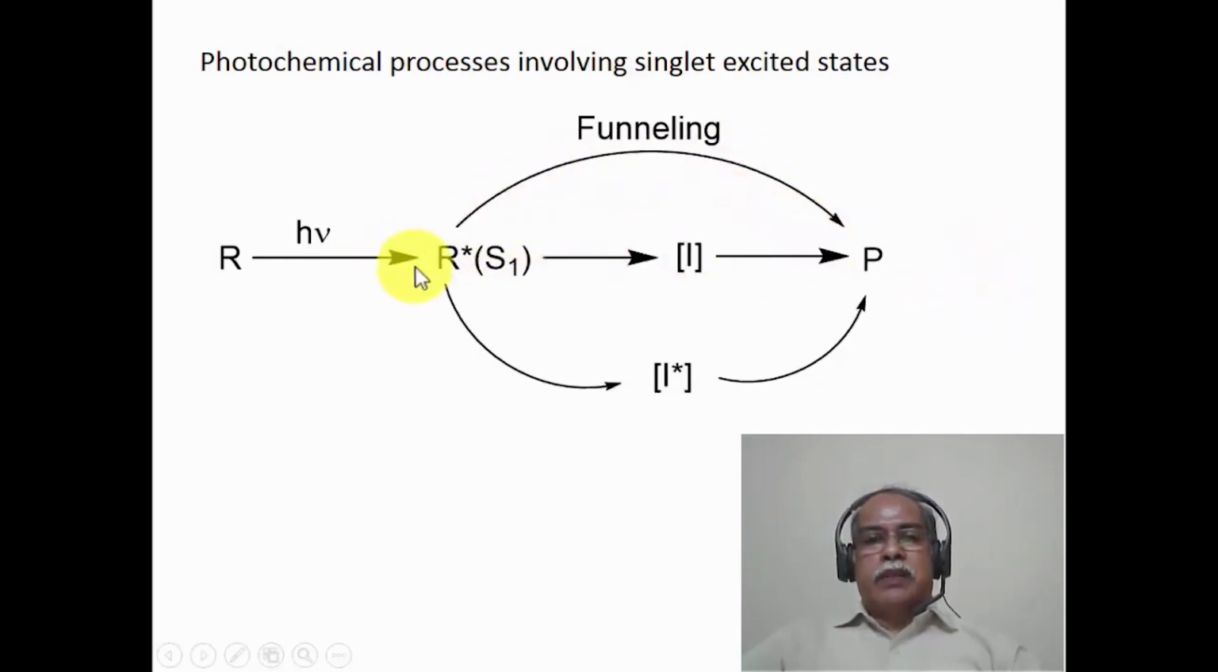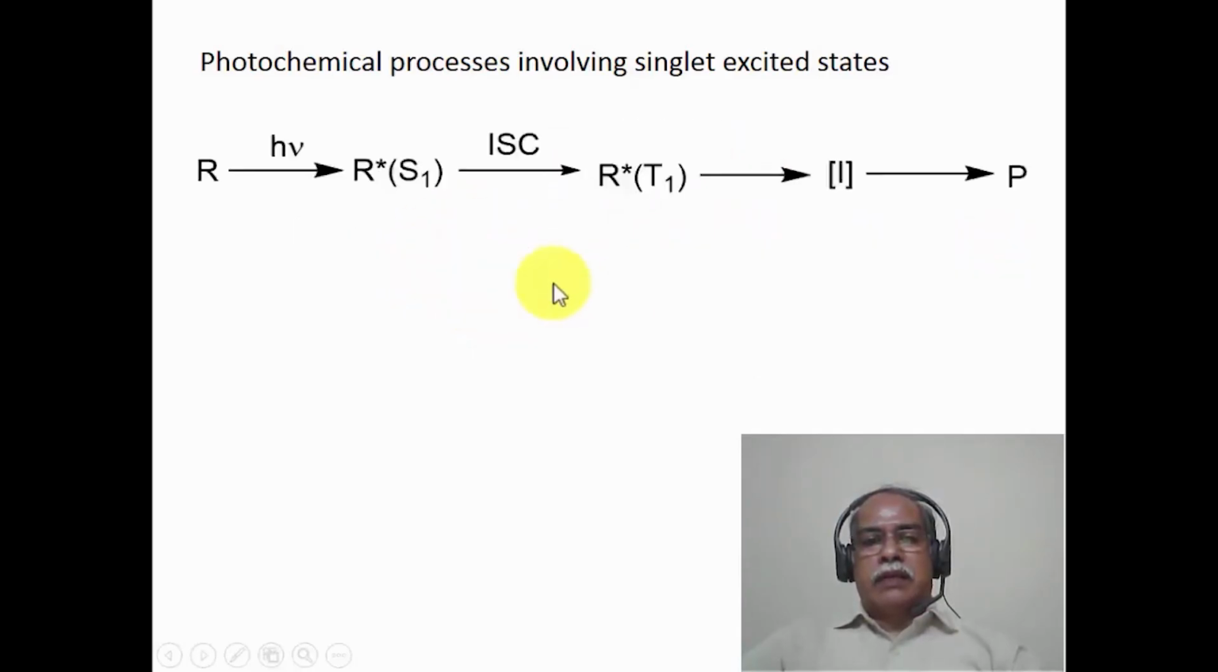So this is a process that involves the electronically excited singlet state. One can also have an electronically excited triplet state from which the reactive intermediate is formed. Once the triplet state is formed from the singlet state via the intersystem crossing process, depending upon the efficiency of the intersystem crossing, the triplet quantum efficiency can be either very high or low. From the triplet state, the reactive intermediates can be formed. From the reactive intermediates, the products can be formed. So this is a process involving the triplet excited state.